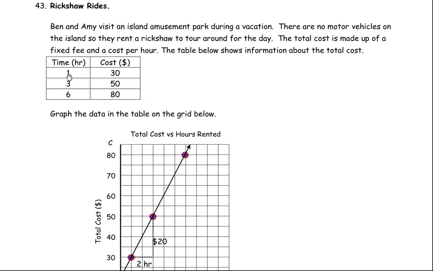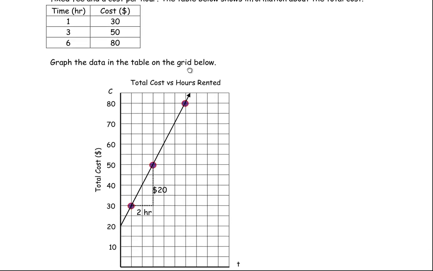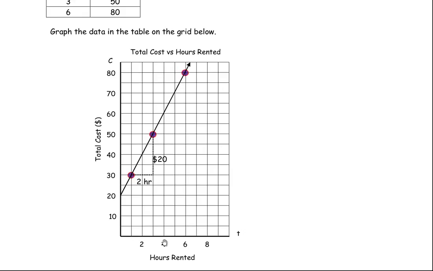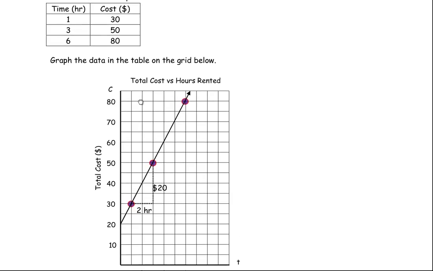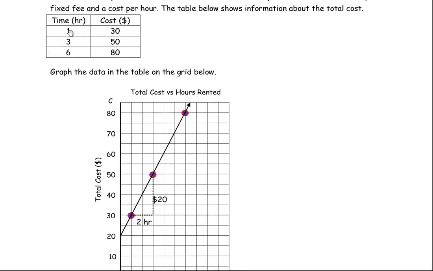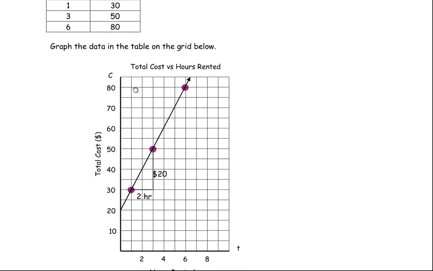So they tell you for 1 hour renting it's $30, for 3 hours it's $50, for 6 hours it's $80. And we're asked to graph the data in the table on the grid below. So this is cost in dollars, and this would be the number of hours rented, the time. So 1 hour is $30.